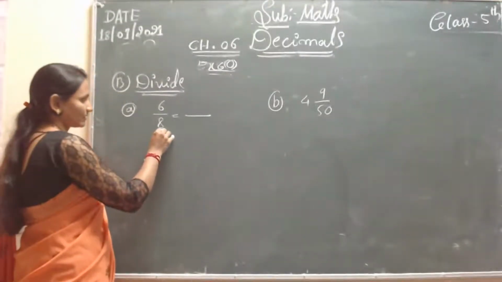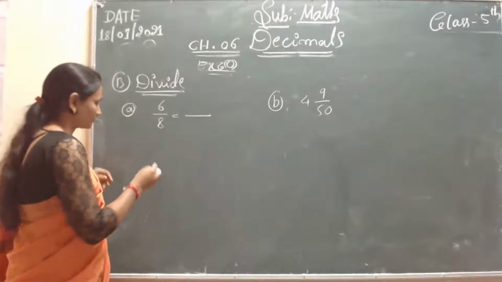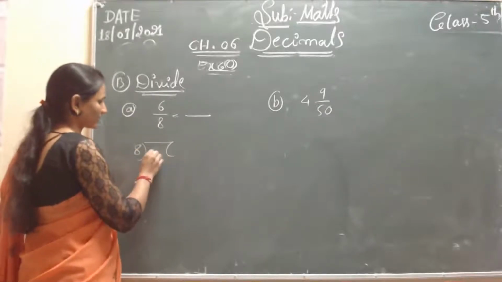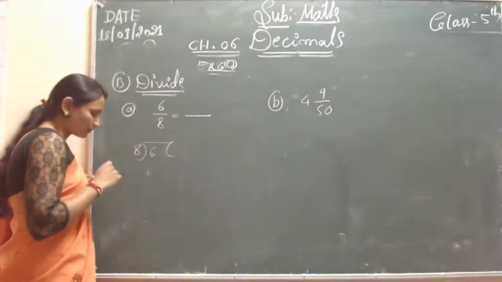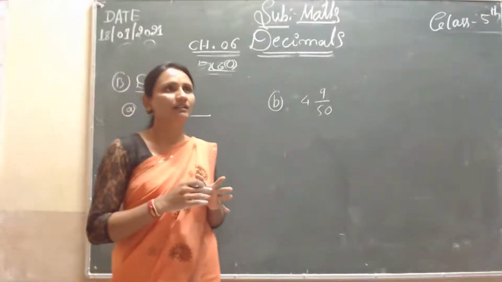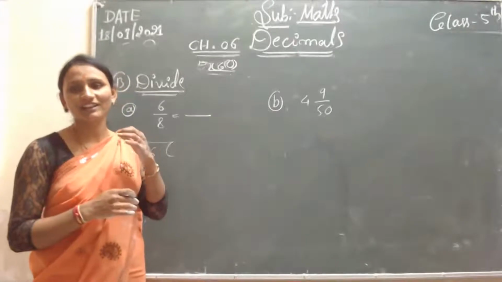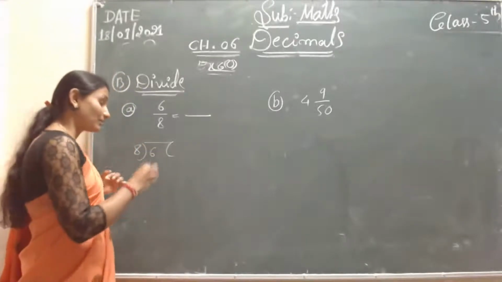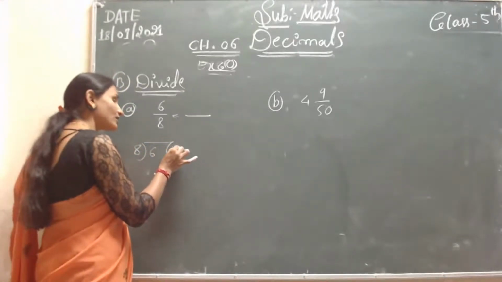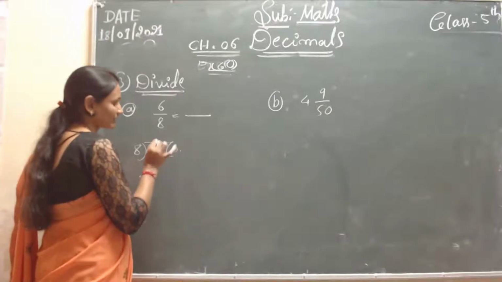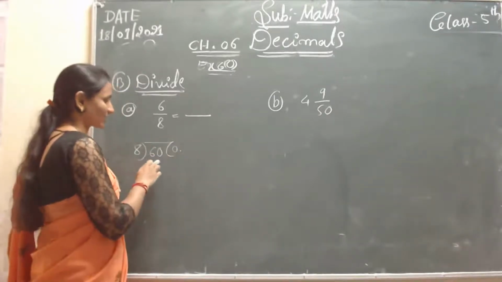You have to consider 8 as the divisor. So 8 is the divisor, and 6 is the dividend. So you have to divide. Comparing the divisor and the dividend, the dividend is lesser, which means you have to write 0 point in the quotient, and then take 10 here. That is the value.